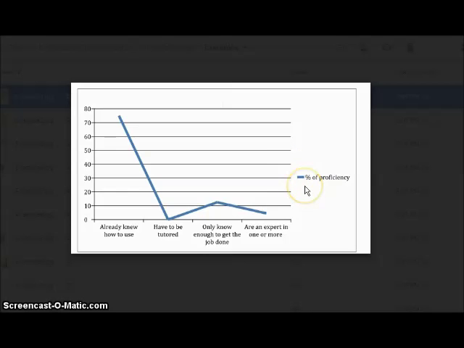So this could be good data. It needs better labeling, and it needs a different form. This would probably be better represented as a pie chart. Because again, the line graph is for changes over time. However, each of these responses are discrete. So using a line chart doesn't make sense.